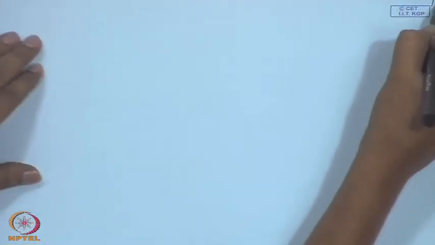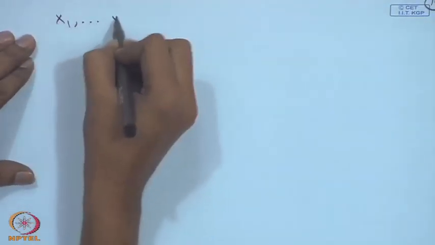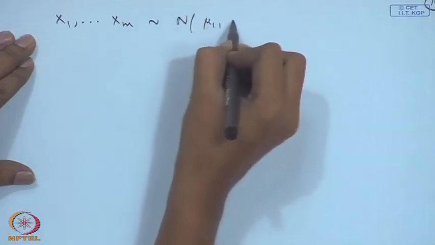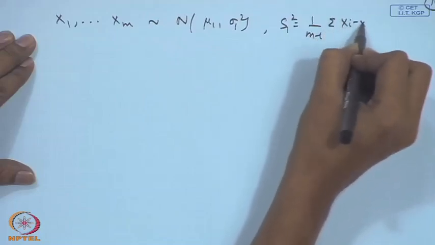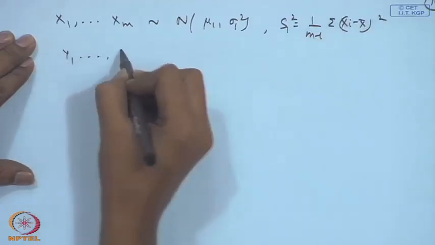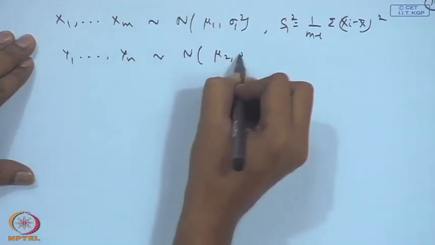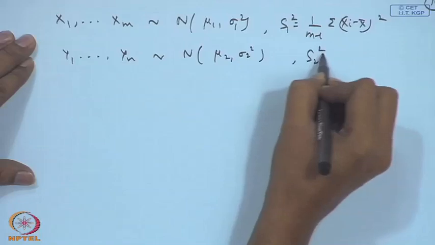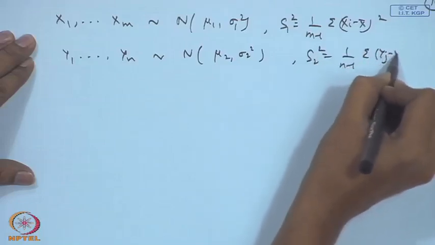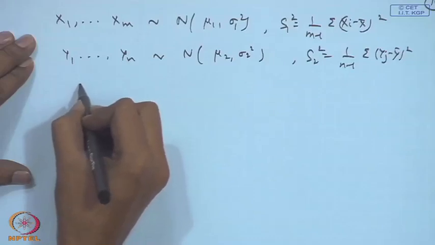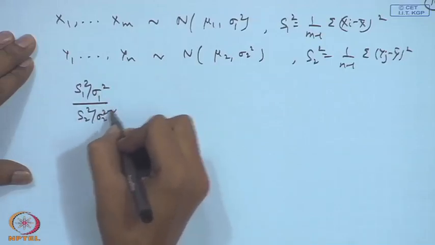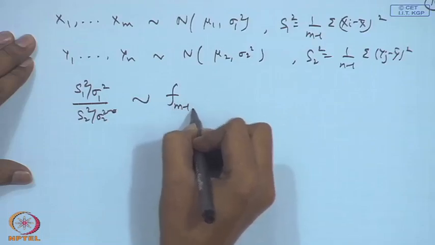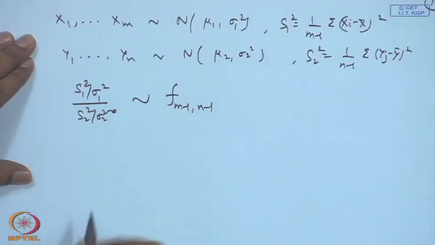Just to end here, suppose I consider a random sample from normal mu 1, sigma 1 square, and I define s1 square as 1 by m minus 1 sigma (x i minus x bar) square. Similarly, I consider another random sample from normal mu 2, sigma 2 square, where s2 square is 1 by n minus 1 sigma (y j minus y bar) square. Then s1 square by sigma 1 square divided by s2 square by sigma 2 square will have F distribution on m minus 1, n minus 1 degrees of freedom. So, this is also a sampling distribution.